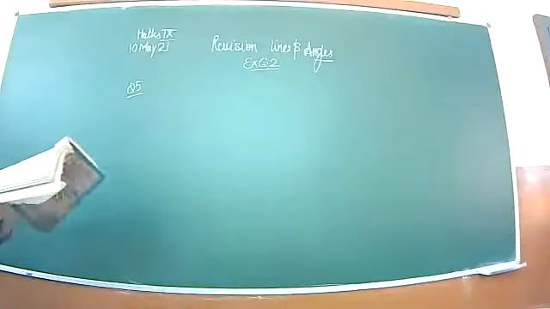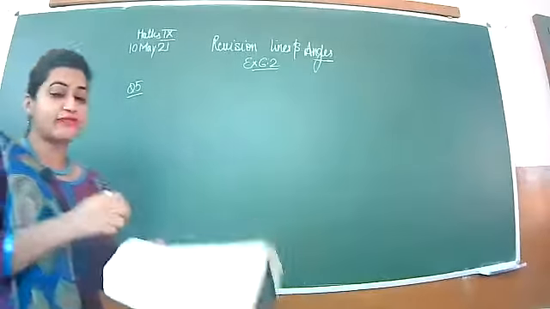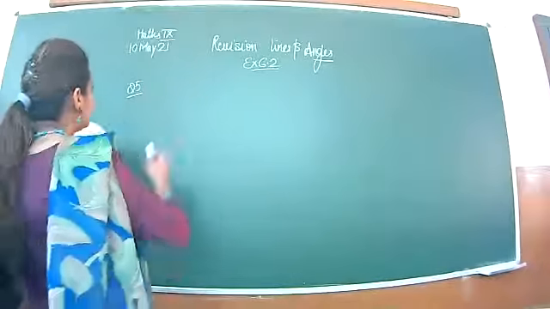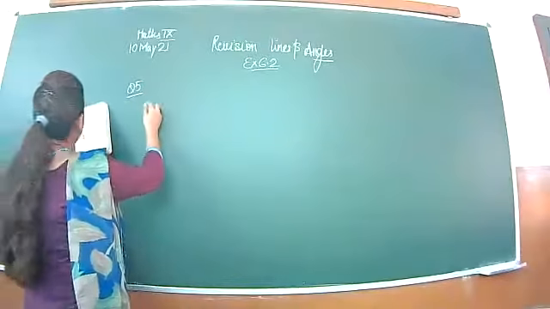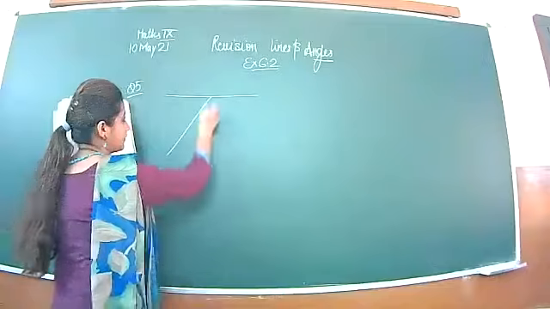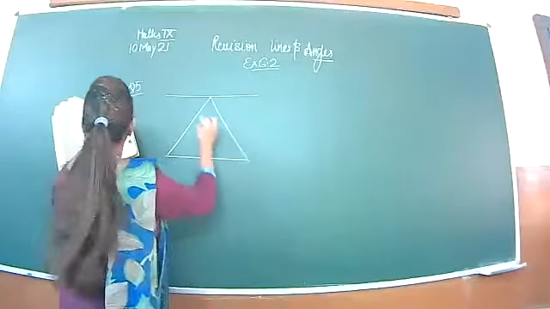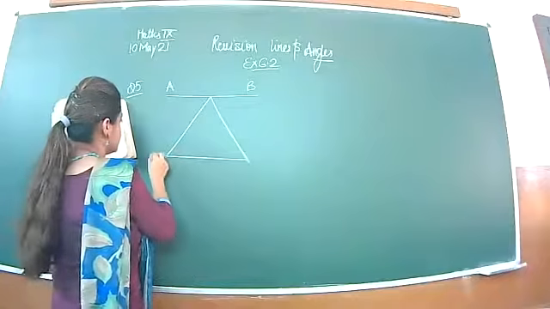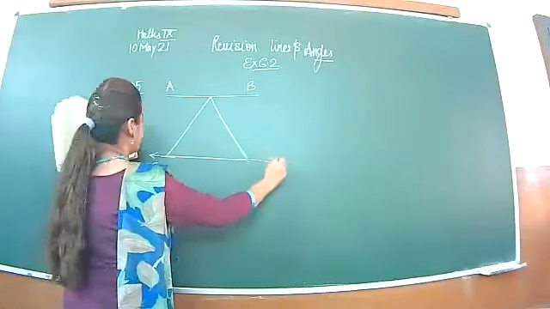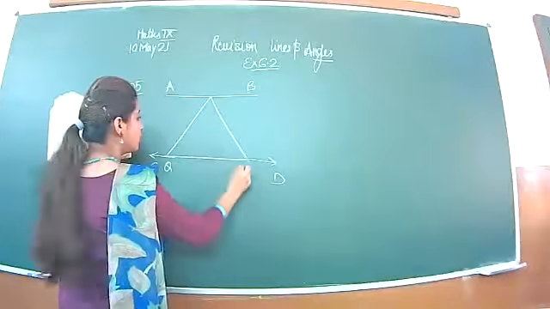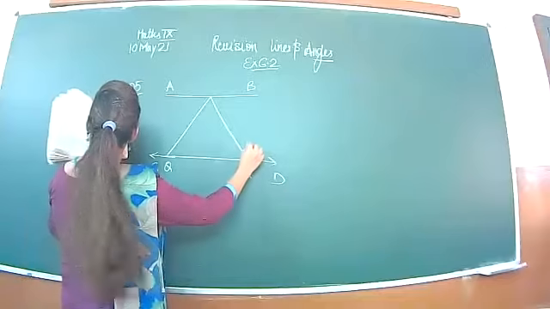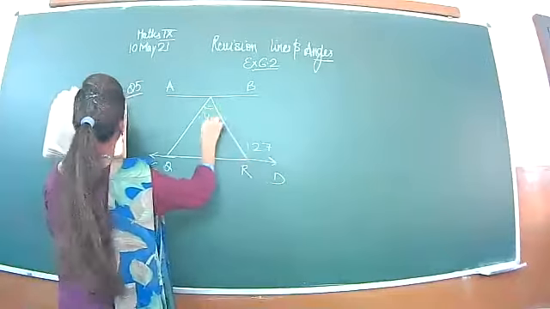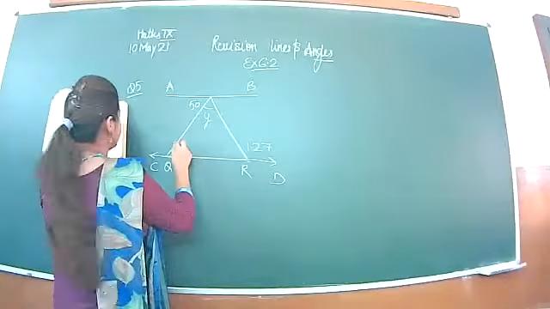In question number 5, you have been given the figure, and in the figure you have to find two angles. X and Y are the unknown angles that you have to find. This is your A, B, C, D, Q, R. This angle is 127. This is Y, 50. This is X.